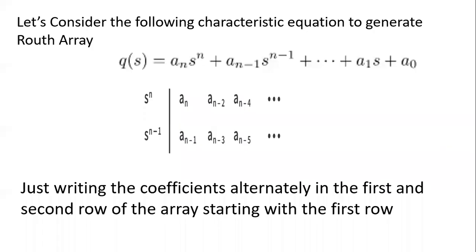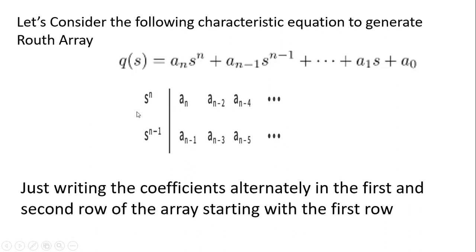Now, just to go forward, let's consider a system with a characteristic equation a_n s^n + a_(n-1) s^(n-1) + and so on, + a_1 s + a_0. This is the characteristic equation of a particular control system. For the system to be stable, that is, to ensure that all the poles lie on the left-hand side of the S-plane, it is necessary that all the coefficients of the equation should have the same sign. That's number one. Then there should be no missing term. This means that there should not be any coefficient with zero value between the highest power of s and the lowest power of s in the equation Q(s).